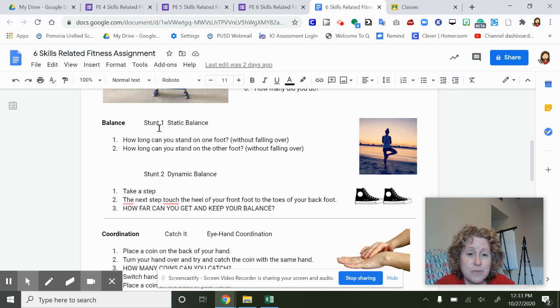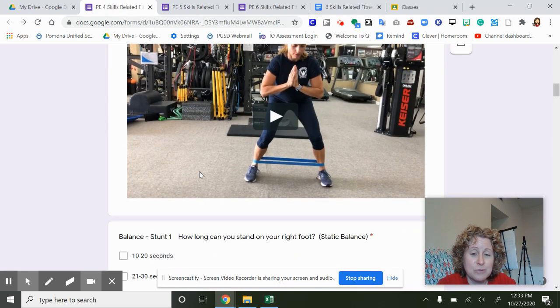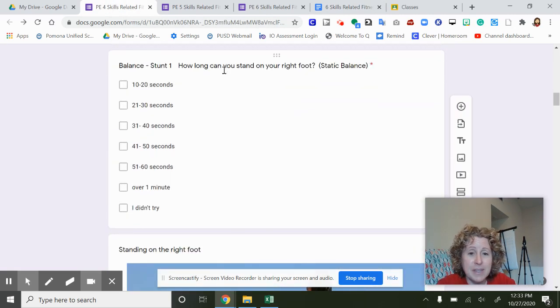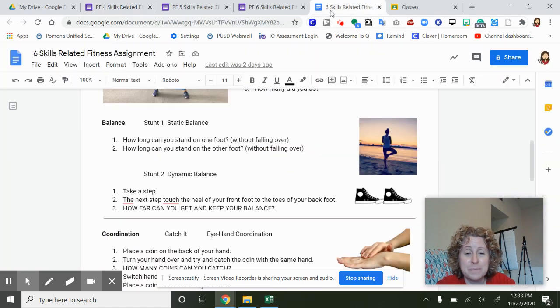You do the static stunt for 1, and this is where you stand on one leg. Try right first or left first, it doesn't matter. Tell me how many seconds or minutes you could do that, which would be really cool. And then you go back to the Google form, and this one says how long did you stand on your right foot, and you'll tell me seconds or over a minute. And then it even goes down to the left foot.